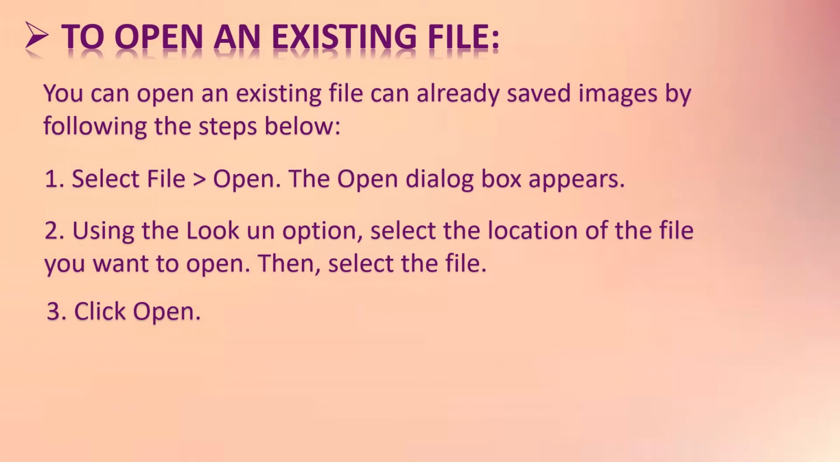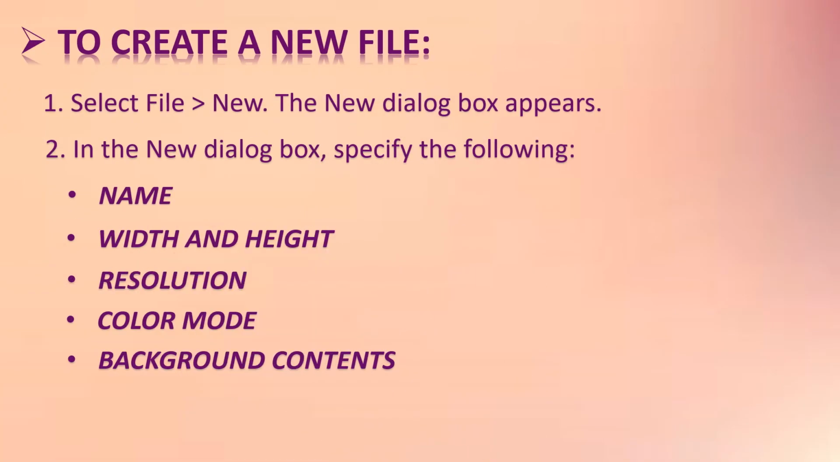To open an existing file, select File, Open. The Open dialog box appears. Use the Look In option, select the location of the file you want to open, and then click the file. Click Open. To create a new file, select File, New. The New dialog box appears. You are supposed to enter the name, the height and width, the pixels, the resolution, the color mode, and the background contents, and then click on the OK button.